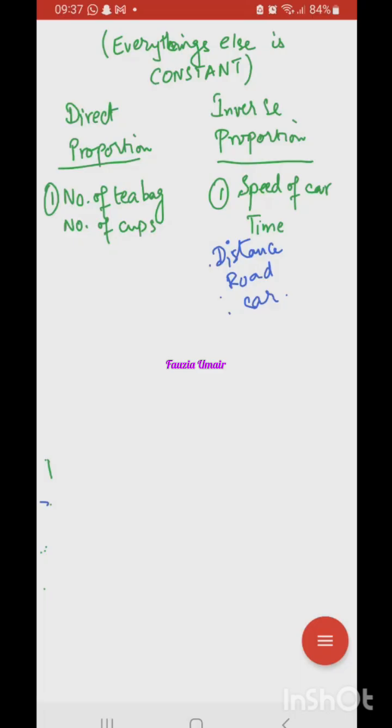So can anyone think of more examples where two quantities are compared by direct proportion or inverse proportion? Please raise your hand for the answer. Can you think of more examples where the two quantities are compared?